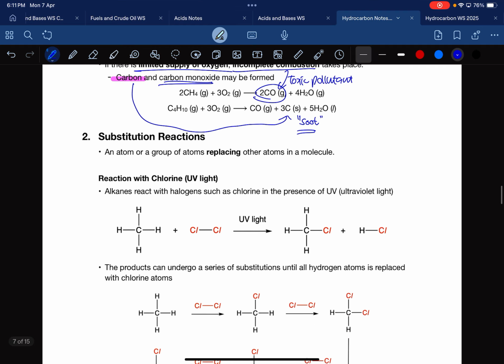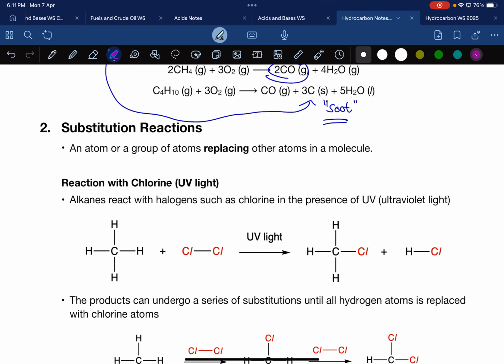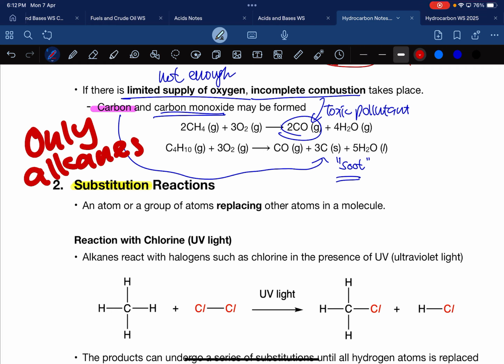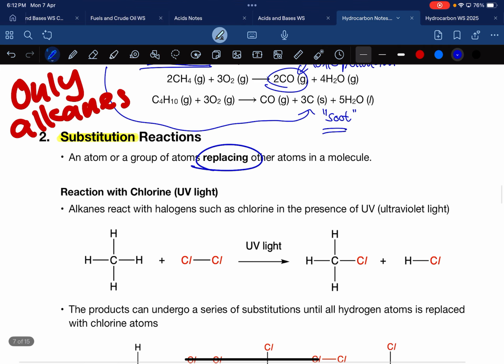Good. Let's take note of another reaction alkanes can undergo: substitution. Only alkanes can undergo substitution. What is substitution? When you replace a certain atom. Let's talk about an example, reaction with chlorine. You have CH4, methane, reacting with halogens such as chlorine in the presence of UV light. Take your highlighter. If you don't have one, go and borrow. You better know this one.